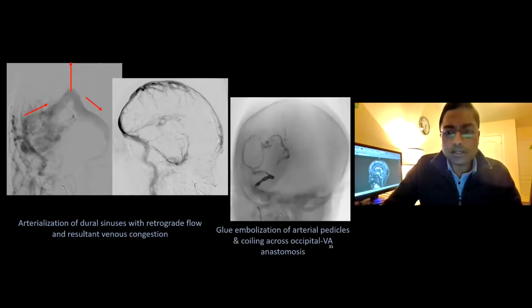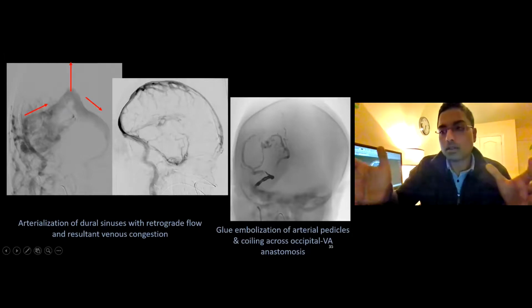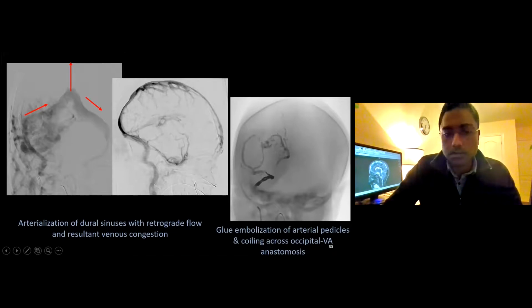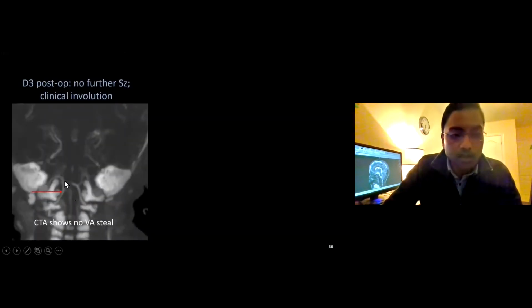So basically, this was treated by gluing each of these branches. So there's a glue cast, you can see multiple branches, and then coiling across this communication. So you know the vertebral artery and the occipital artery have a communication, and to prevent that vertebral arterial steal, we coil across its communication, and then you can see post-operatively there is no further steal. So now you have a normal appearance of both the vertebral arteries.